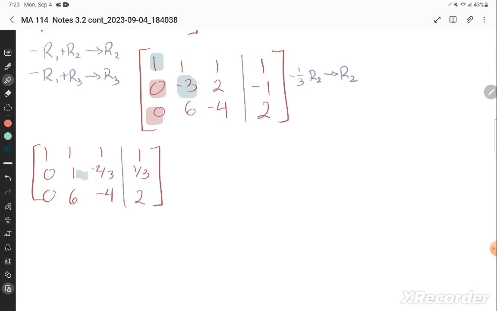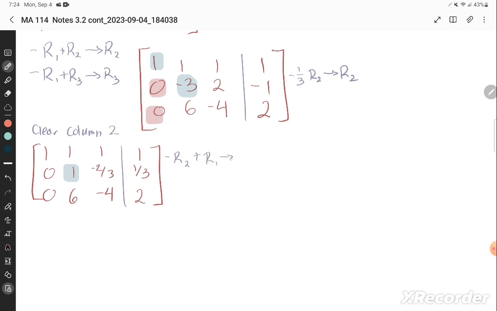Great. Now I've got a leading entry of 1 here. That's good. Let's go ahead and clear column 2. I'm going to take negative row 2, and then add it to row 1 to get new row 1. Then I'm going to take negative 6 row 2, then add it to row 3 to get new row 3.